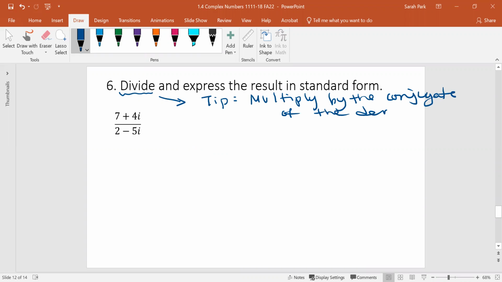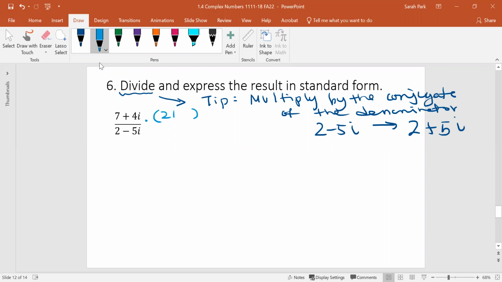And what is the conjugate of the denominator? Well, in this case, it's 2 minus 5i, and its conjugate is 2 plus 5i. So what are we going to do? We're going to multiply the top and the bottom by 2 plus 5i. So the numerator gets multiplied, let me just put parentheses around that, the 2 minus 5i, the denominator gets multiplied by its conjugate 2 plus 5i. You have to do the same thing to the top and the bottom to make the fraction equivalent.